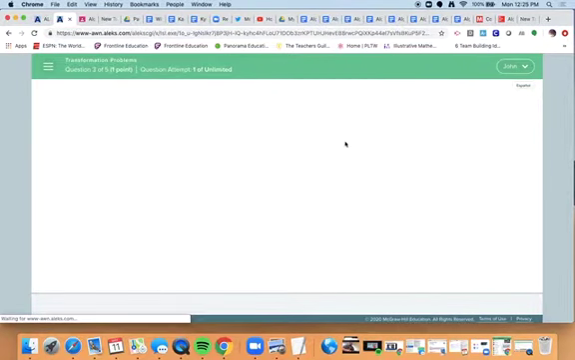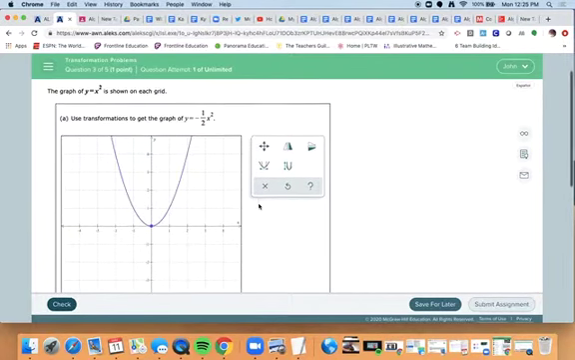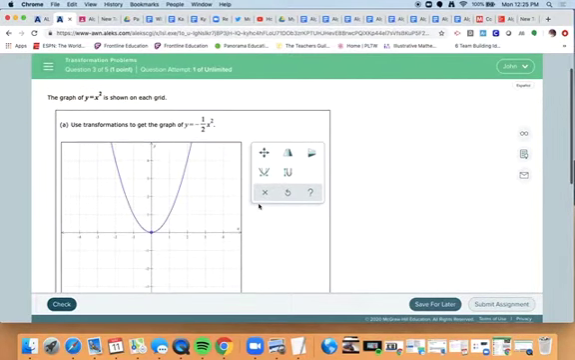Okay, let's look at number 3. What do we got? Use transformations to get the graph of y equals negative 1/2 x squared. So that's this. They're showing this, right? So the first thing we want to do is, it's negative, right? So we're going to want to flip this thing.